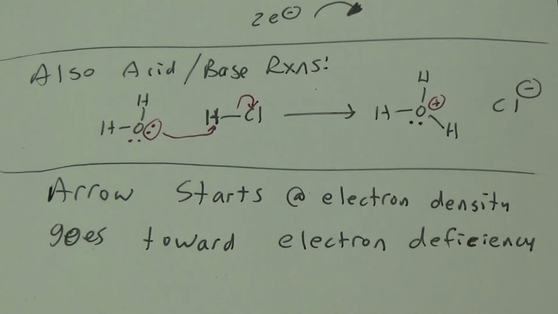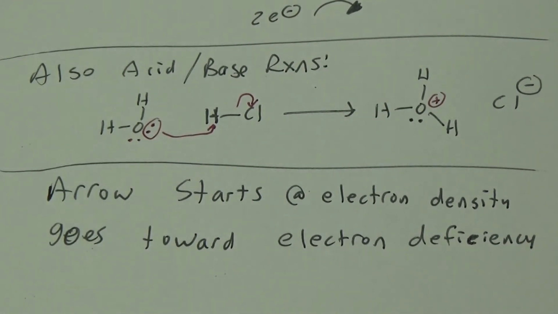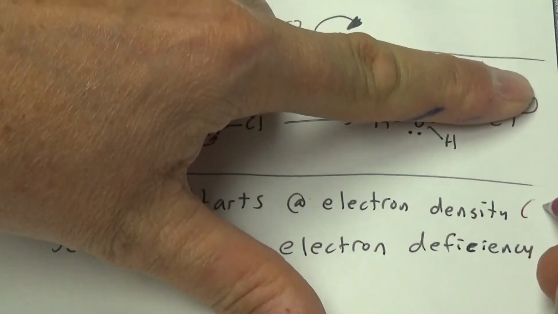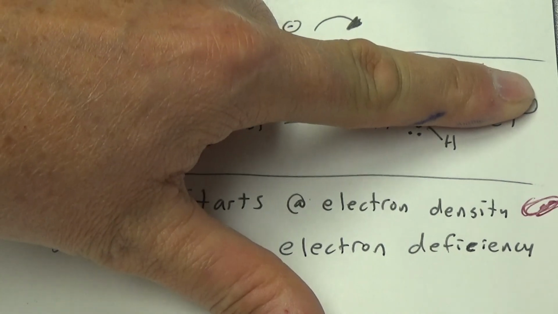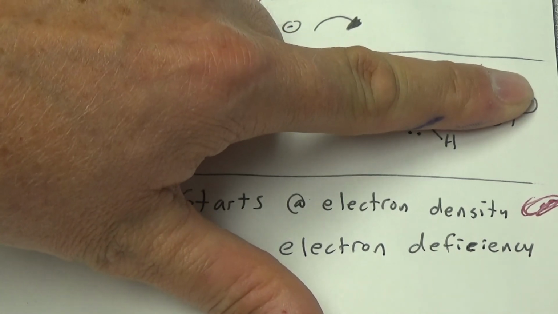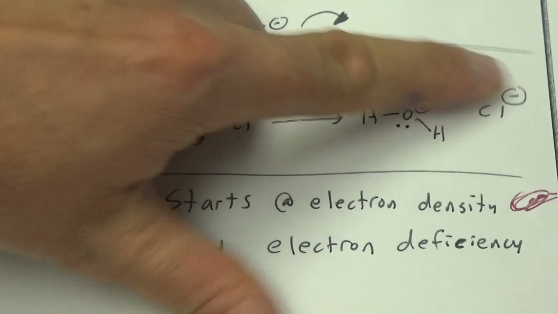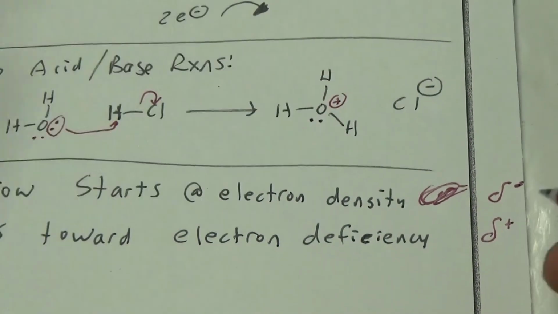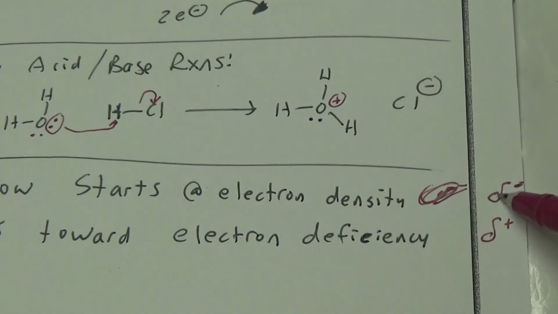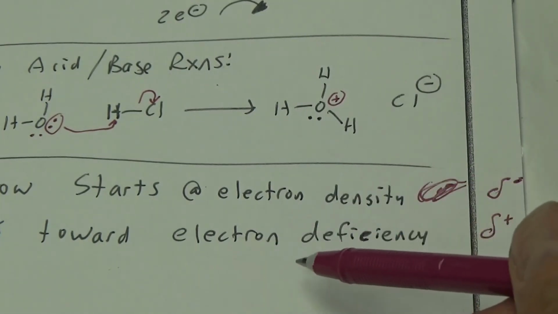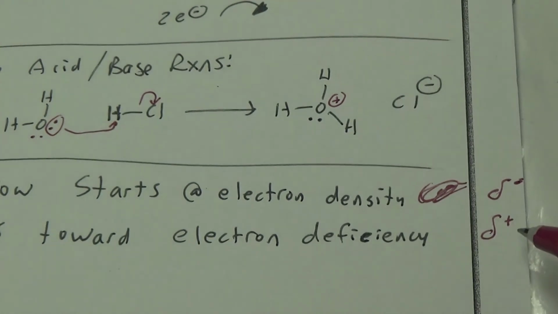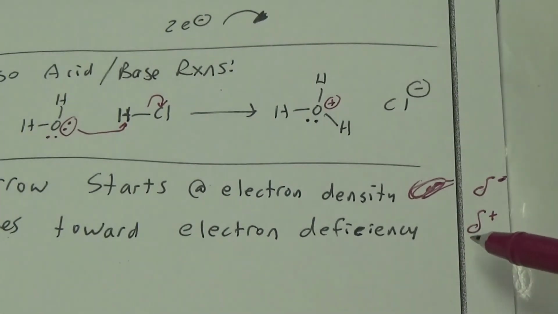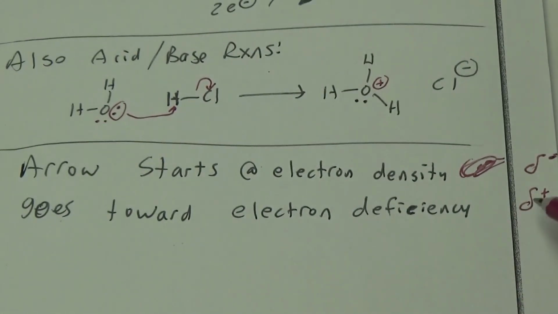Deficiency. So usually from electron density it's delta negative, and electron deficiency is delta positive. It goes from electron density, delta minus, towards electron deficiency with delta plus. And we saw that in the 10 examples we just did on the previous page, right? All of those examples of SN2 reactions, okay?